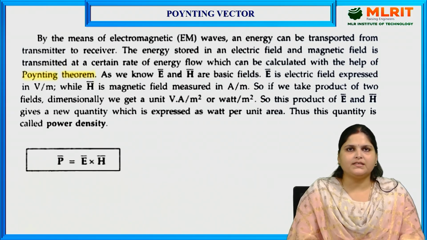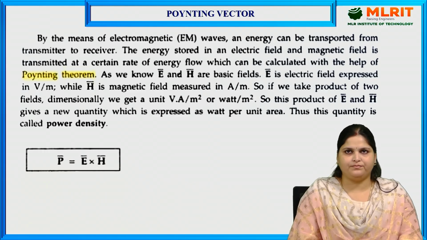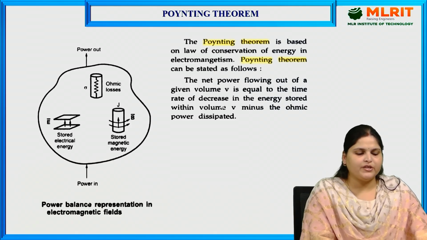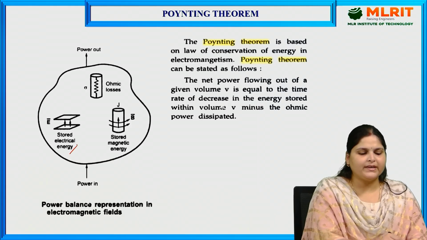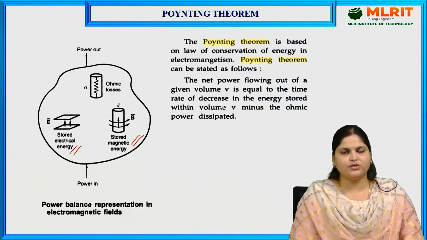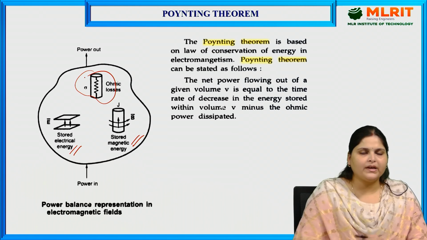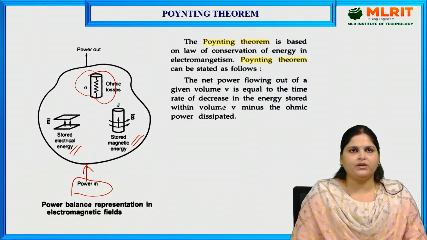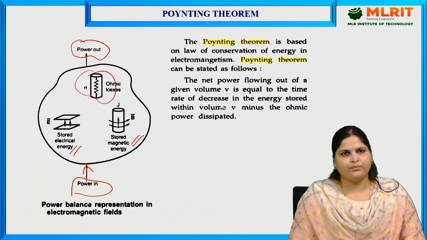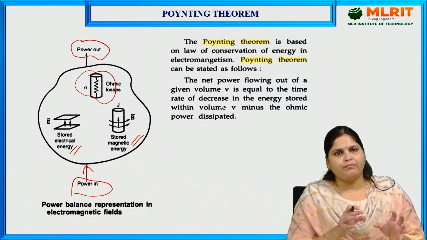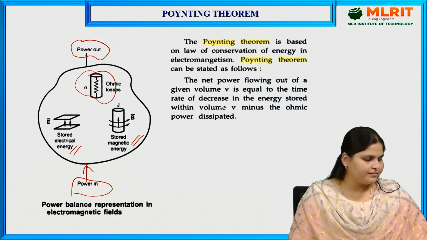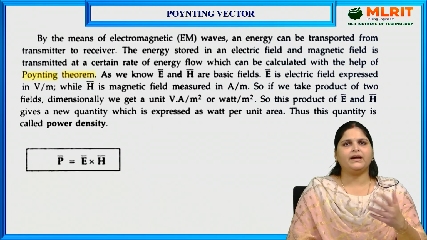So let's first understand what is Poynting vector. I want you all to see this diagram first, where you can see an arrangement with some stored electrical energy and some stored magnetic energy, and also some ohmic losses. On one side there is power input, and here this is power output. Basically this represents the balance of power in EM fields, electromagnetic fields, right? Now we understand what is the meaning of that.